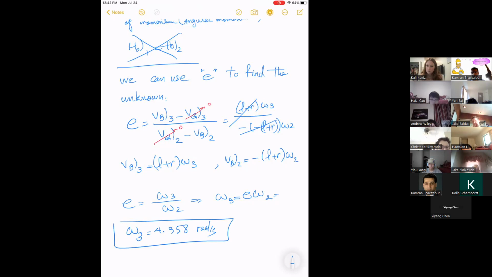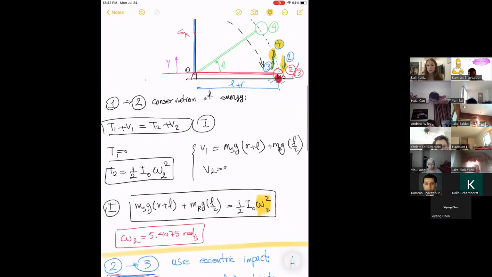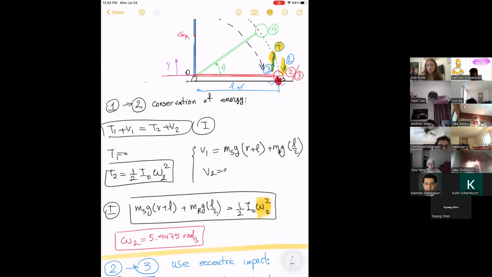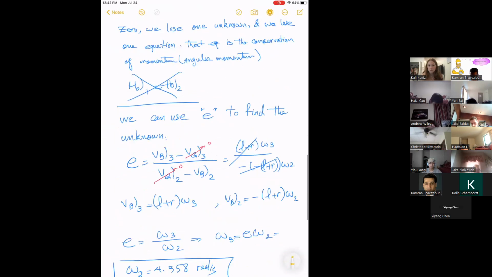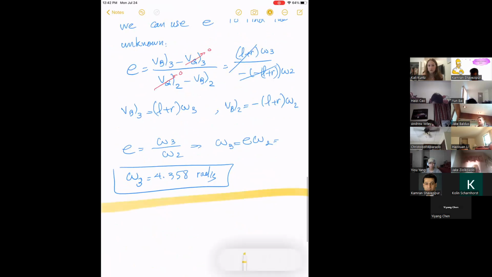So we had 3 stages for position: 1 to 2, 2 to 3 before and after, and 3 to 4 when it bounces back and somewhere stops in the air until it bounces back again, right? 1 to 2 was conservation of energy, as you can see here. 2 to 3 was eccentric impact. Now, if I want to go 3 to 4, what is 3 to 4?